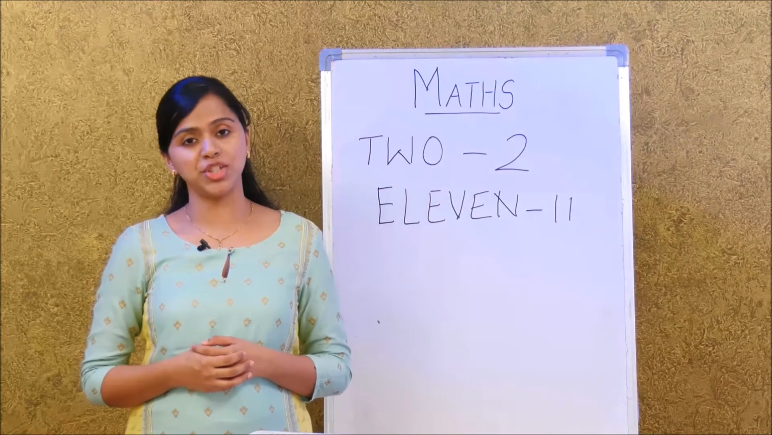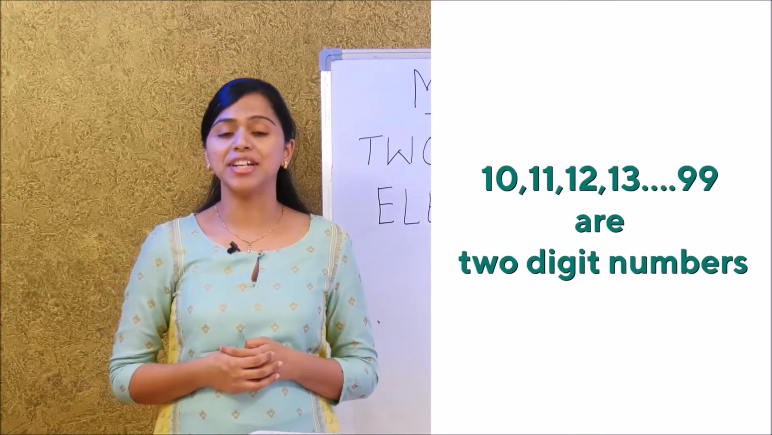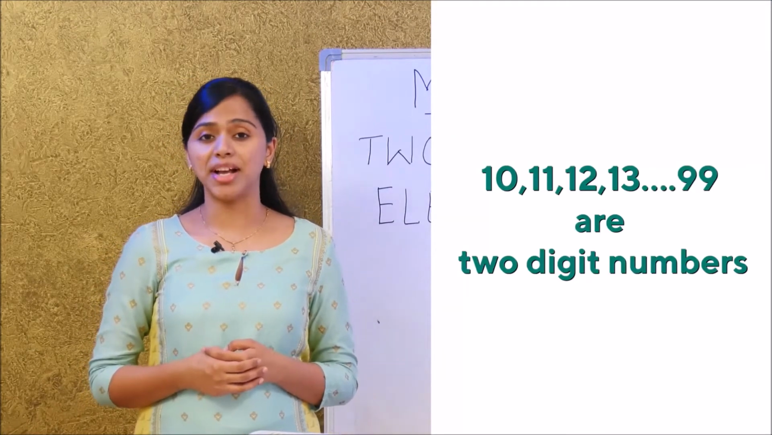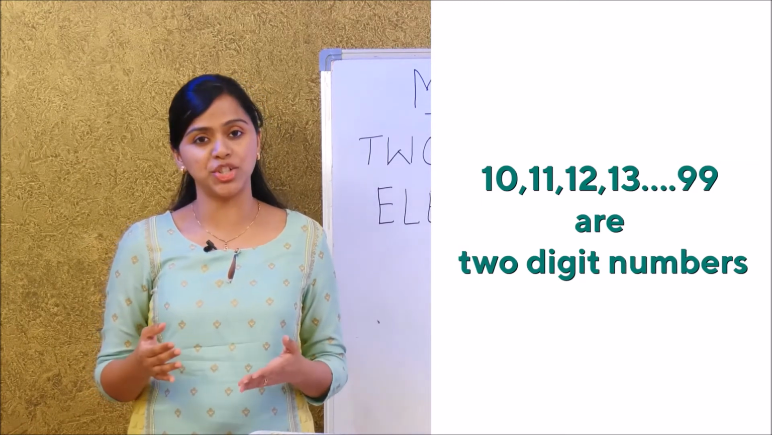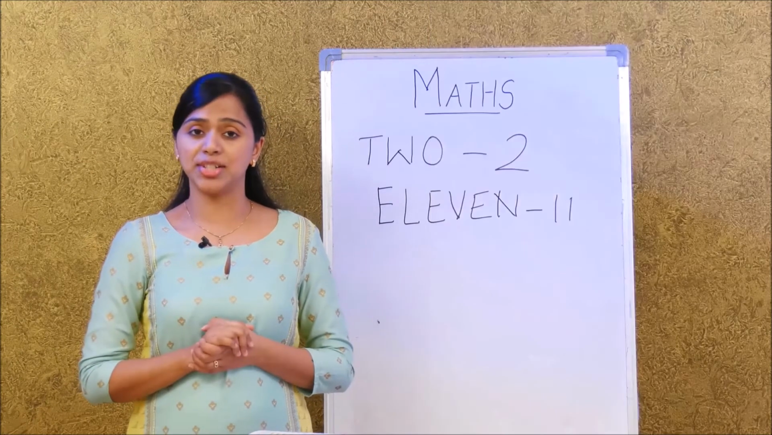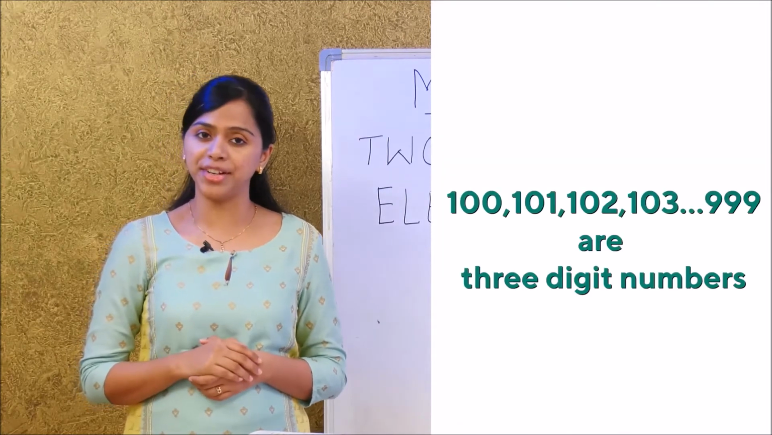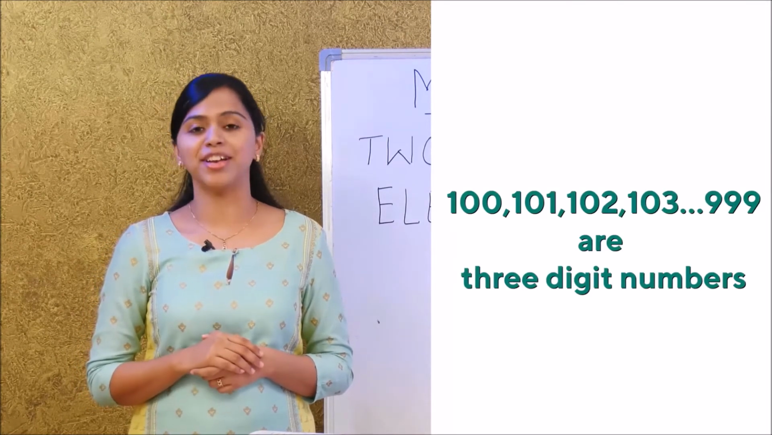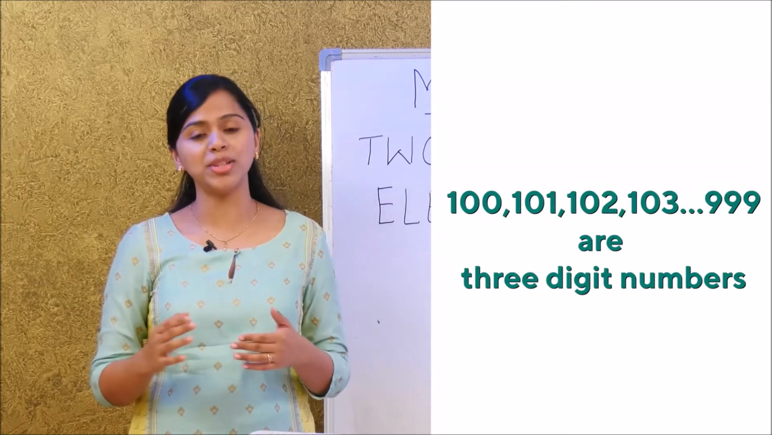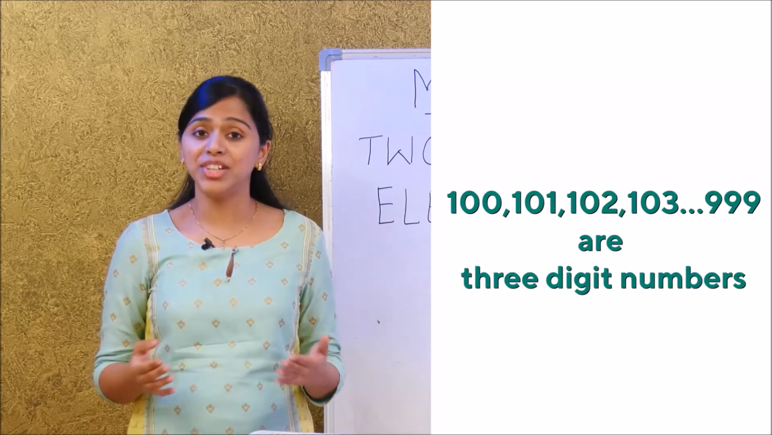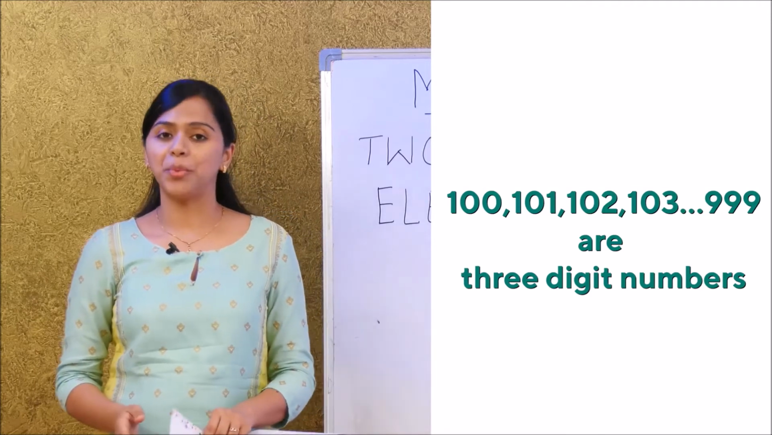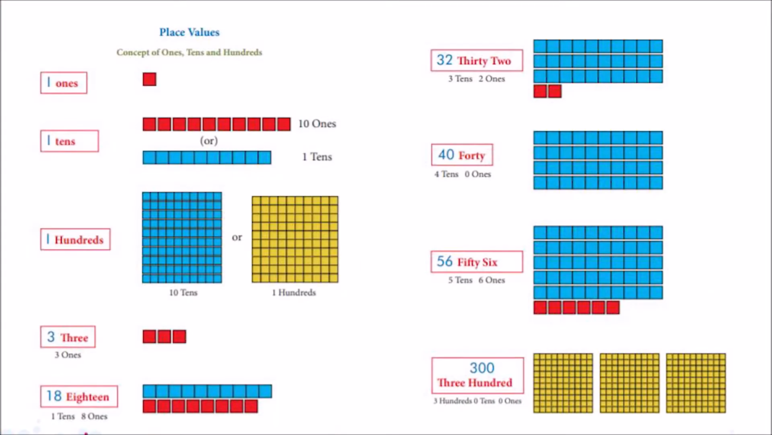How about two digit numbers? We have 10, 11, 12, 13 till 99. Those are the two digit numbers. And then three digit numbers. We have 100, 101, 102, 103, all the way till 999 are the three digit numbers. Very good. Now let's look at place values.